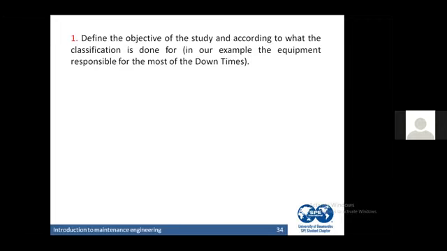The first step of a Pareto method consists of defining the objective of our study. This objective could be the equipment responsible for most of the MTTR, or maybe of the MDT. In this example, we will use the objective of the equipment responsible for most of the downtime.